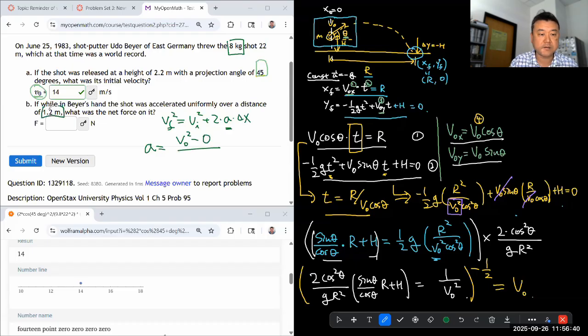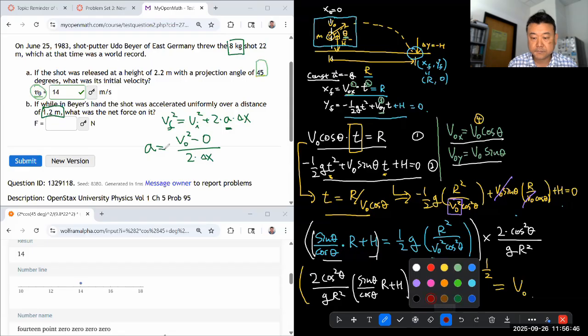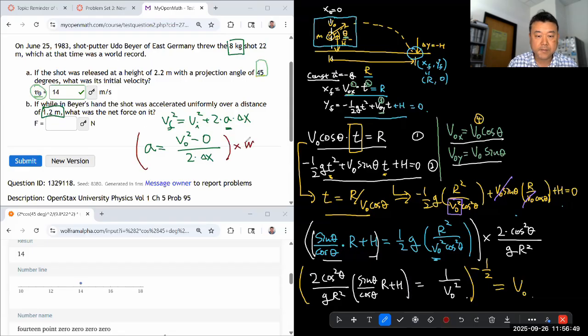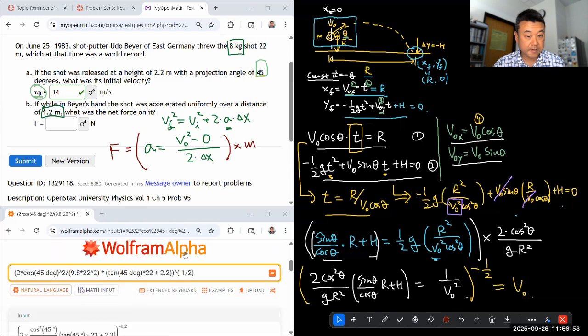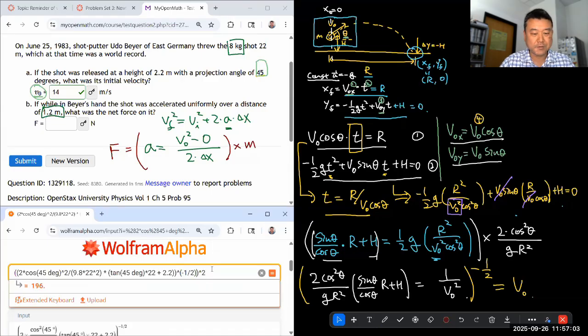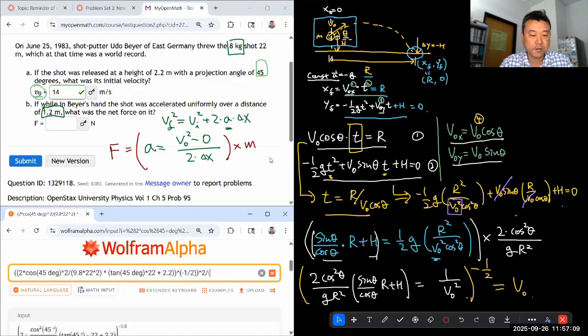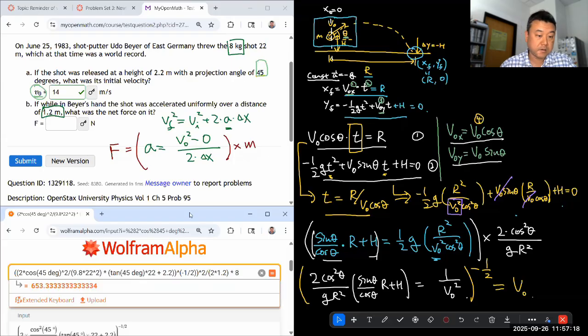I'm given the delta x here. 2 times delta x, and then I take this and multiply it by mass to get me the force. I think I can do that also in the calculator. So I have this number, which is my v naught. I'm going to take that squared. I know I can do it by changing some of these numbers, but let me do it this way. I'm not going to subtract 0. Divide by 2 times delta x in basic SI units, 1.2 meters, and then times the mass, 8 kilograms. So this tells me 653.